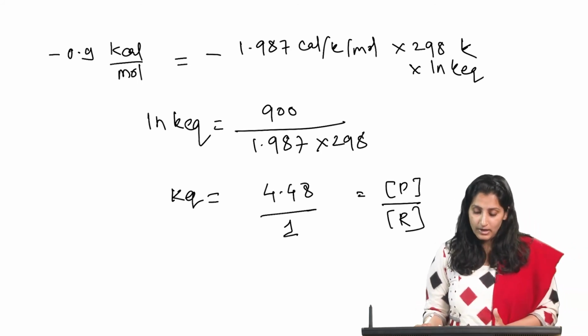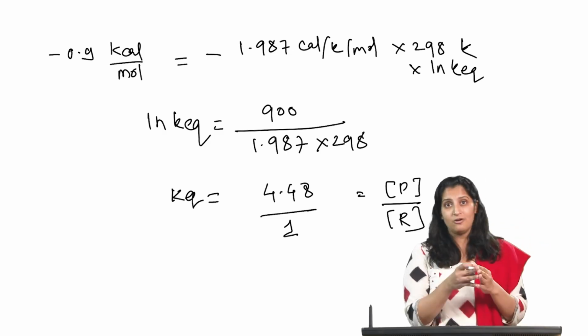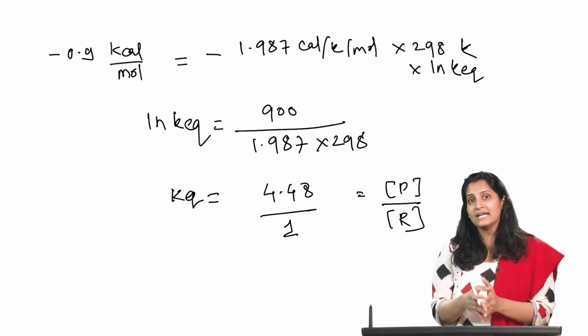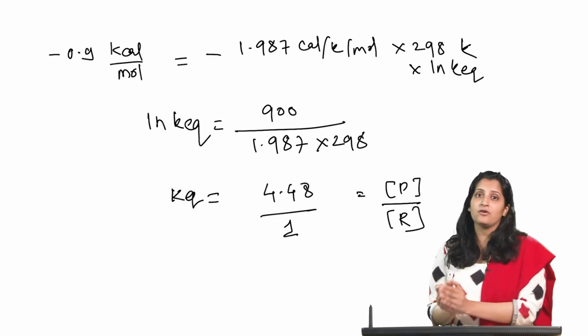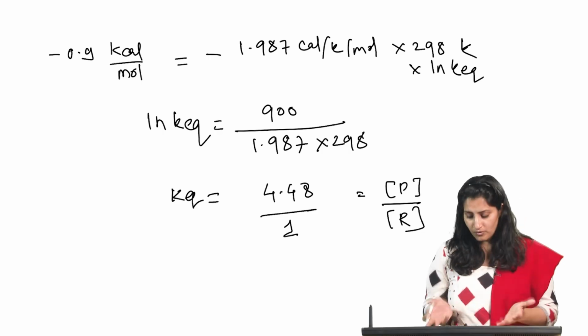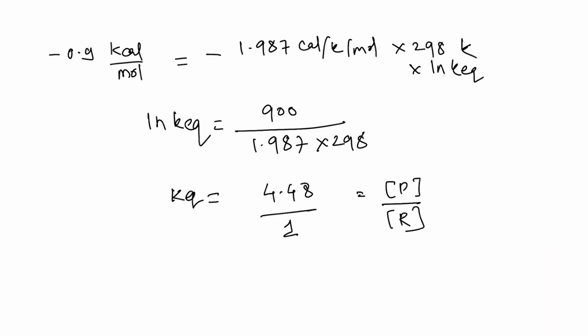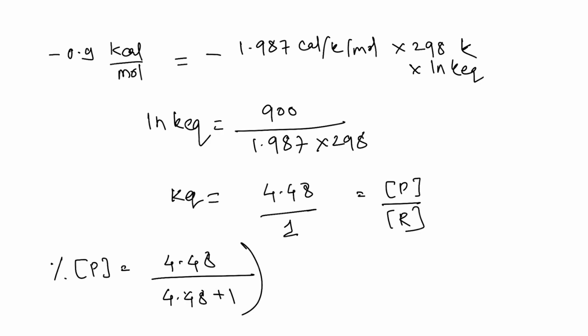So, if I now want to calculate the percentage of chairs that is in the product form or the reactant form, I can figure out the percentage. So, the concentration of products will be 4.48 divided by 4.48 plus 1, times 100, right. So, this one comes out to be around 81%.